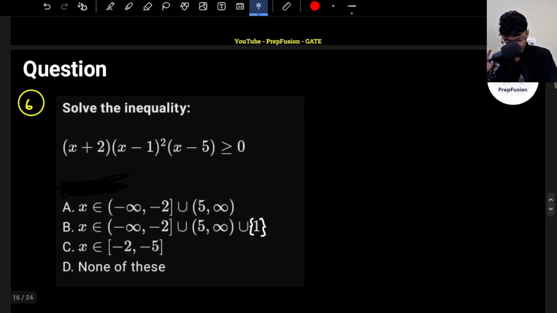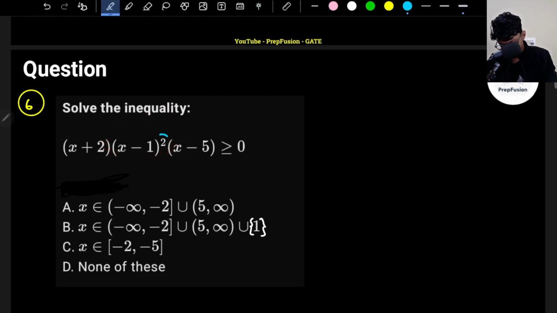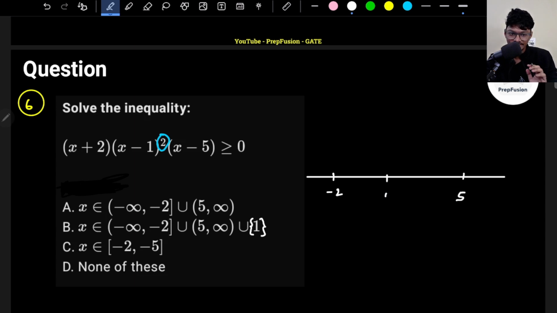Okay, now it is in factorized format, but what do I see? I see a repeated root. Root means I see repeated critical points. Minus 1 is getting 0 twice. So will anything change here? Yes, something will change here. I will discuss that. First of all, let me write the critical points. Critical points are at x equals minus 2, x equals 1, and x equals 5. These are my critical points.